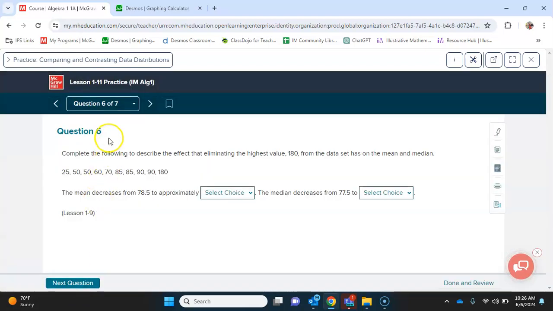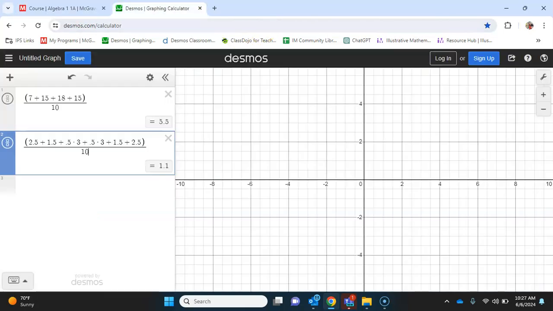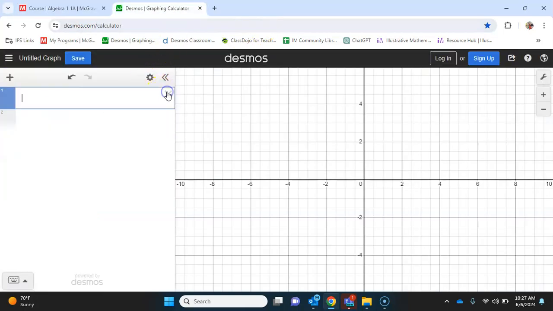Question 6. Complete the following to describe the effect that eliminating the highest value 180 from the dataset has on the mean and the median. The mean decreases from 78.5 to approximately blank. The median decreases from 77.5 to blank. So, we're going to take 78.5 and times it by 10, which is 785.